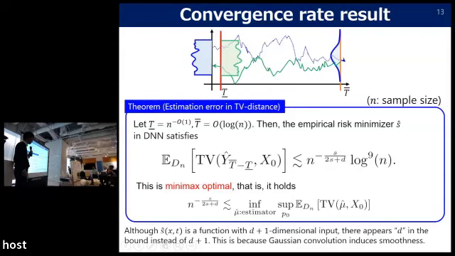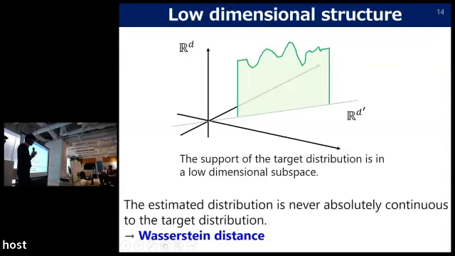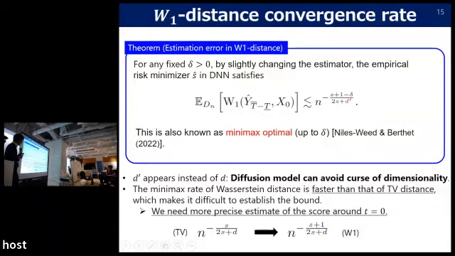Next we can reconsider some low dimensional structure of the data. Suppose that the support of the distribution is in some low dimensional subspace, with dimensionality d prime. The d prime could be much smaller than the whole dimension d. So what happens? In this case, we cannot define the total variation distance because the distribution is degenerate. So the TV distance is not well defined. Instead of the TV distance, we consider the Wasserstein distance. We can also show the optimal rate in terms of this distance. If you consider this distance, the optimal rate is faster. There is an additional plus one term here. So this is faster than that for the TV distance. But anyway, this is a minimax optimal rate.